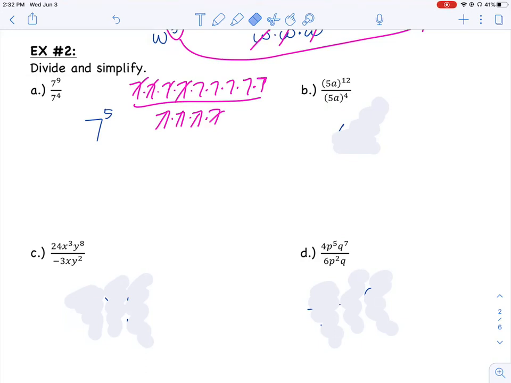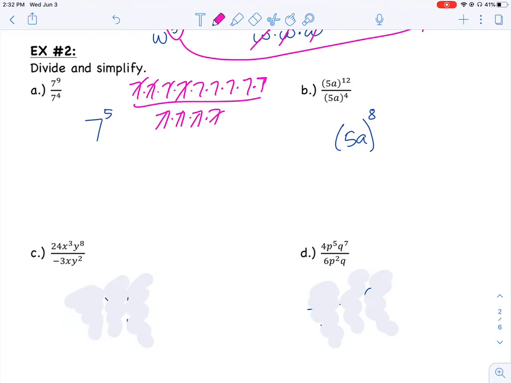Okay? All right. Look at B. B says that I have 5a to the 12th power, that whole quantity raised to the 12th power. I have 12 of them. And then I have 5a to the 4th power. I have 4 of those in my denominator. If I'm dividing, what I could really do, as long as my bases are the same, is combine them into the same base and then just subtract their exponents. So what's 12 minus 4? 8, right? And so I have 5a to the 8th power.